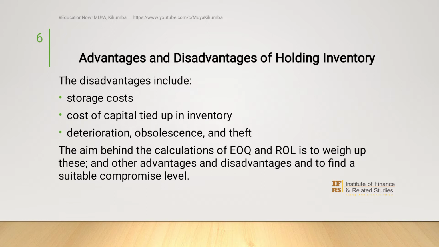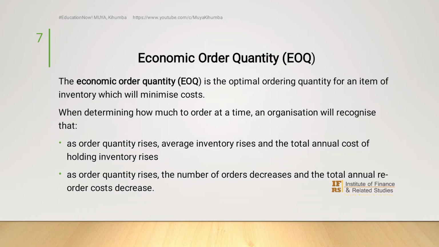The aim behind calculating the economic order quantity and the optimal reorder level is to weigh up this and other advantages and disadvantages that we may not have talked about, and to find a suitable compromise level. Let's start with the economic order quantity, which is the subject of this video. The economic order quantity is the optimum ordering quantity for an item which will minimize total costs. As we shall see, at EOQ, we are only looking at relevant cost only.